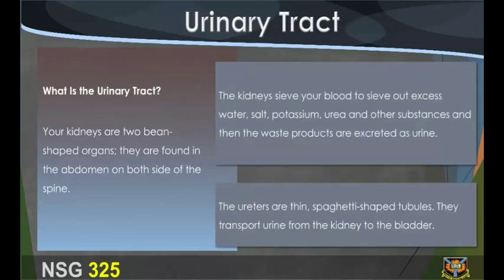Urinary tract. What is the urinary tract? Your kidneys are two bean-shaped organs. They are found in the abdomen on both sides of the spine. The kidneys filter your blood to sieve out excess water, salt, potassium, urea, and other substances, and then the waste products are excreted as urine. The ureters are thin, spaghetti-shaped tubules. They transport urine from the kidney to the bladder.